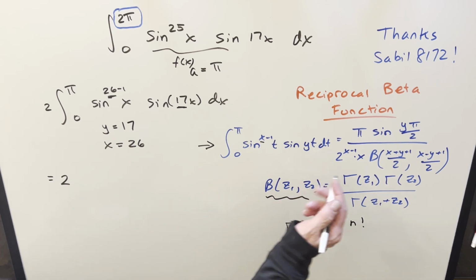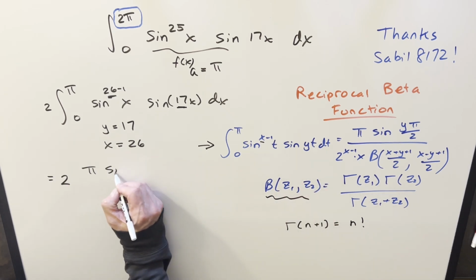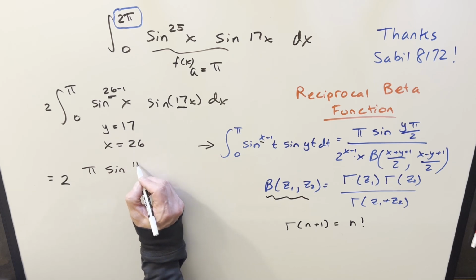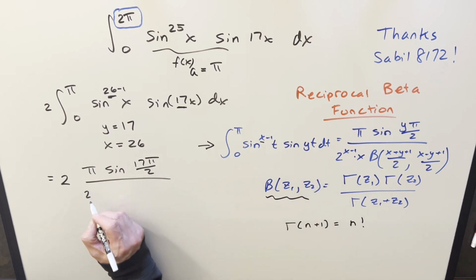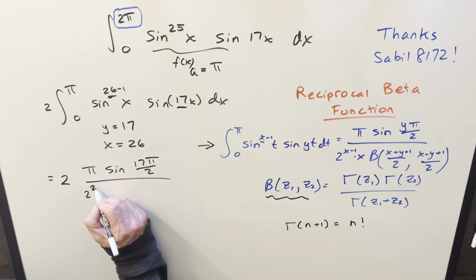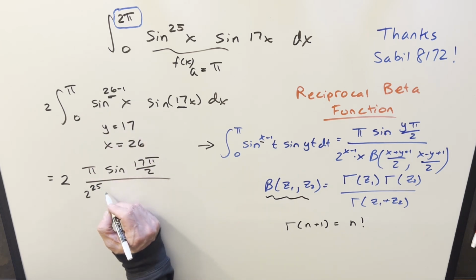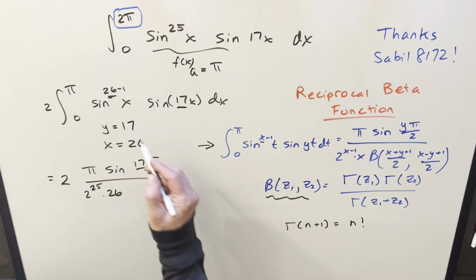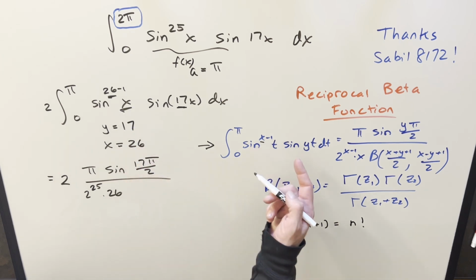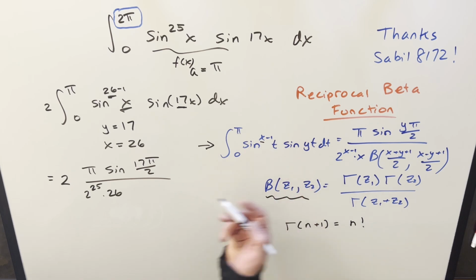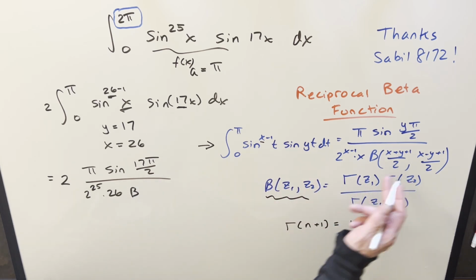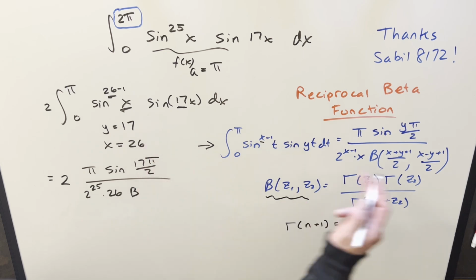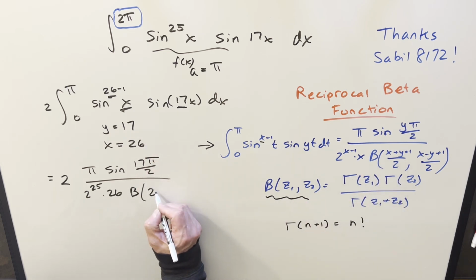We've got the 2 up front. Then it's going to be pi sine our y value, 17 pi over 2, then 2 to the x minus 1, so that's going to be back to the 25. So we have 2 to the 25 times x, which is 26. And I hope there's no confusion. I know we're using x here, but we've got x as the input on the beta function, so a different x. Then with the beta function, x plus y plus 1, that's going to be 44 over 2, or 22.